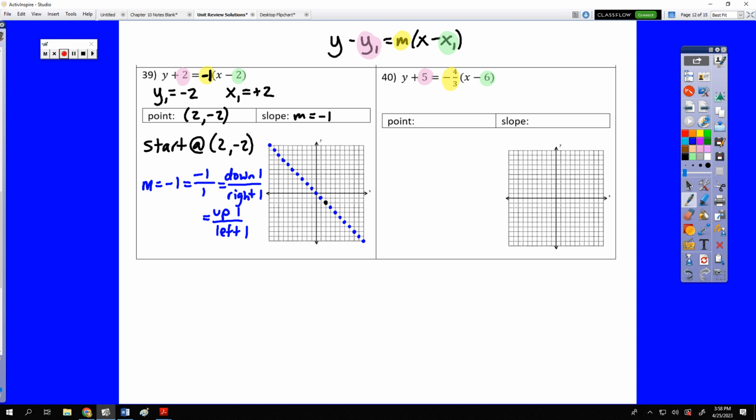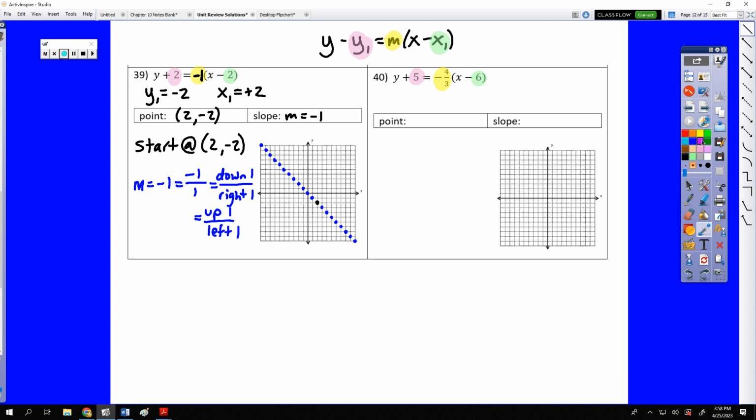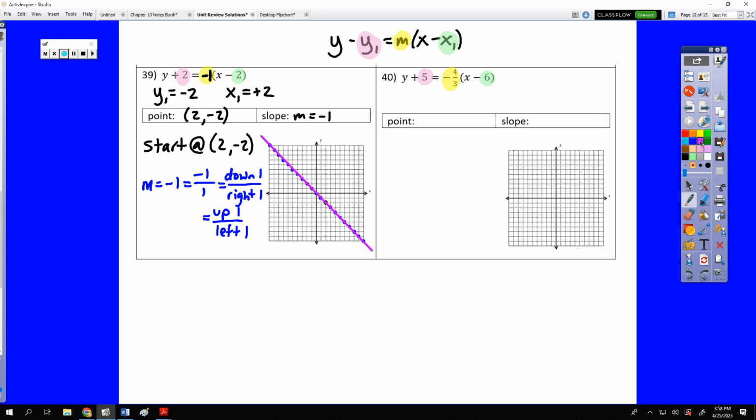Okay, all of these points exist on our line. Now, do I expect you to mark all of those? No, but we need to mark enough of them that we can get a nice straight line on our graph with our ruler. Okay? If the line is not straight, you're going to lose points on your quiz.